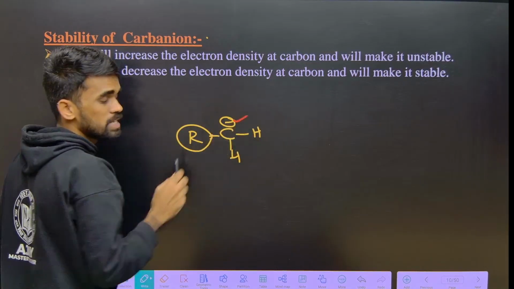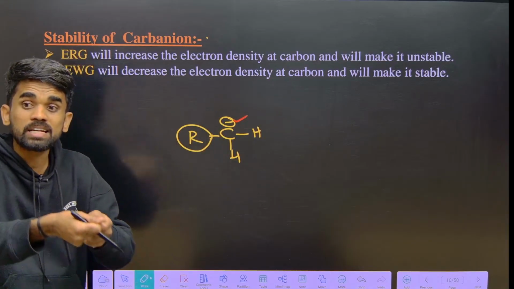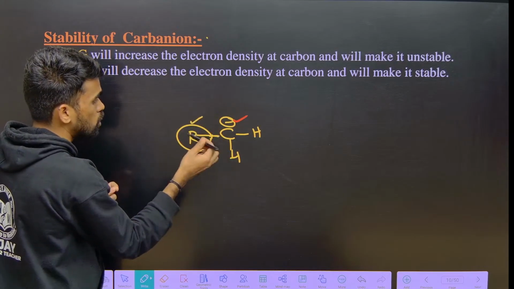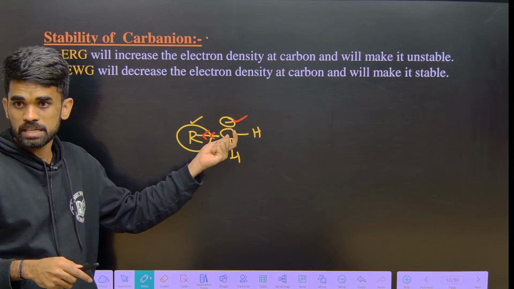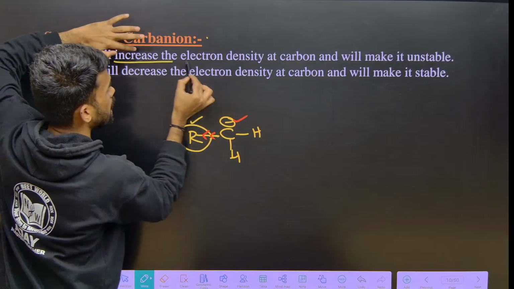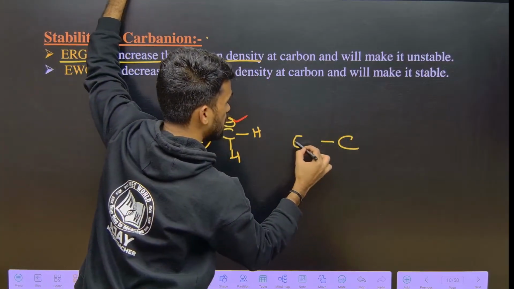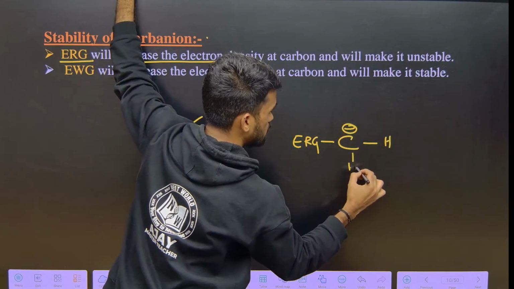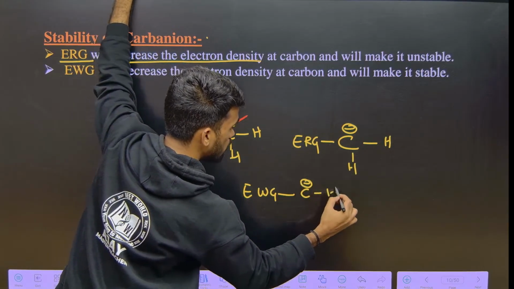Therefore, it will be stabilized. So, carbon anions are stabilized by electron withdrawing groups. If some group is there that is withdrawing electrons from the carbon anion, then it can be stabilized. Yes or no? See, electron releasing groups will increase the electron density on the carbon. I have an electron releasing group here and a negative charge here, and one more, an electron withdrawing group here, with carbon negative, like this.